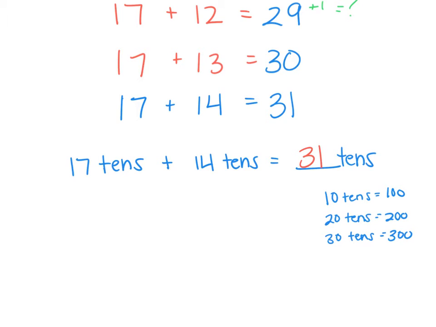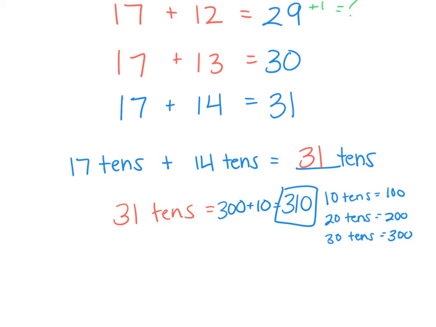So then how do we find out what that final answer is? What is 31 tens the same as? If we think about the pattern that we talked about, 10 tens is 100, 20 tens is 200, 30 tens is 300, so that means we have to add one more 10 to 300. That's like saying 300 plus another 10 equals 310.